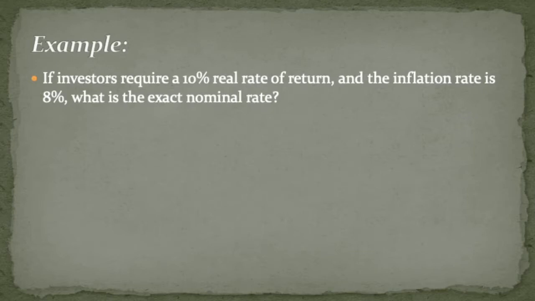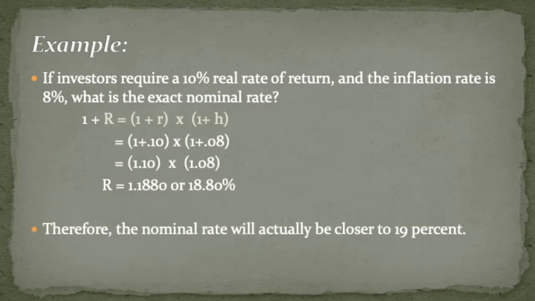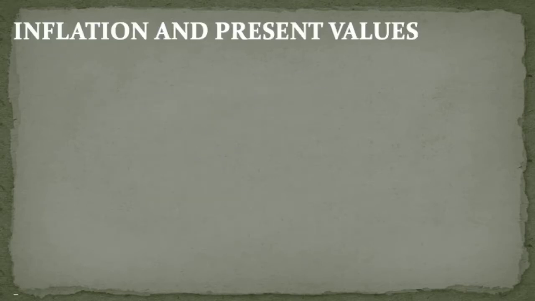exact nominal rate? To determine the nominal rate, the formula will be 1 plus the real rate of 10% multiplied by 1 plus the inflation rate of 8%, and after computing, the answer will be 1.188 or 18.8%, which is close to 19%. For us to know the effect of inflation on present value calculation, analyze the given sample.